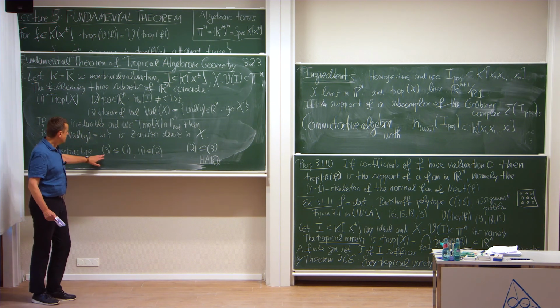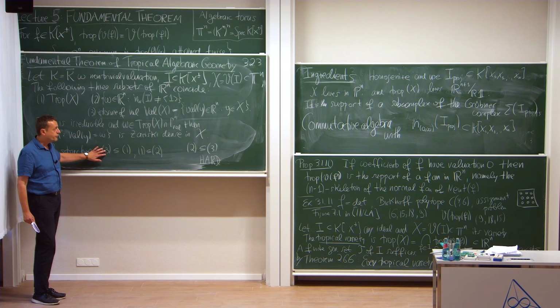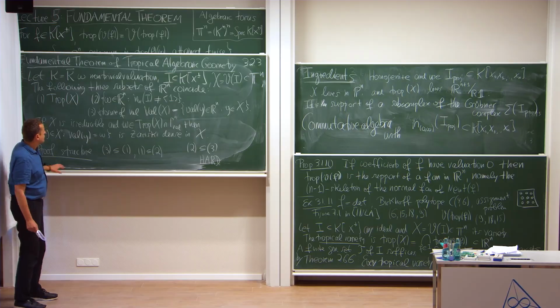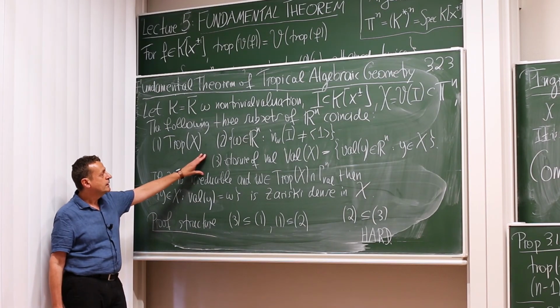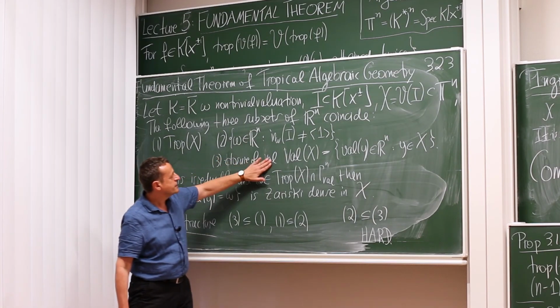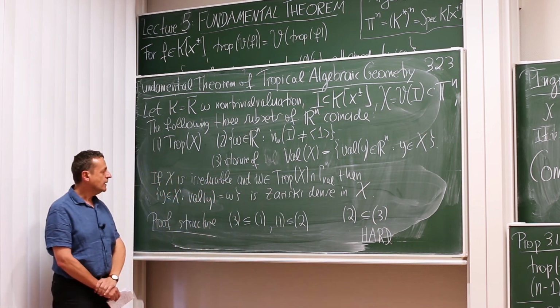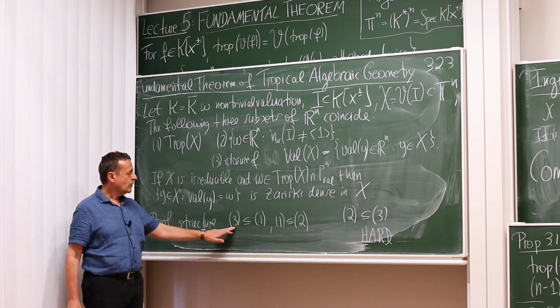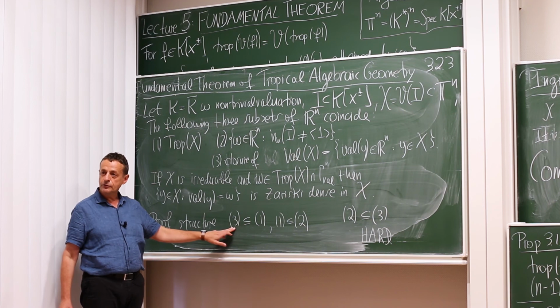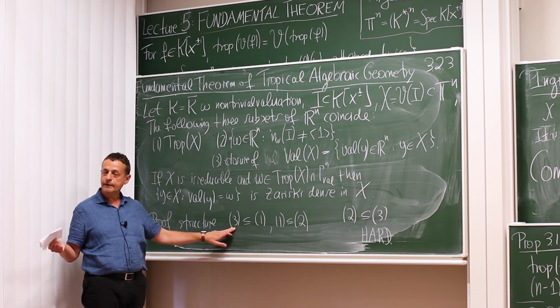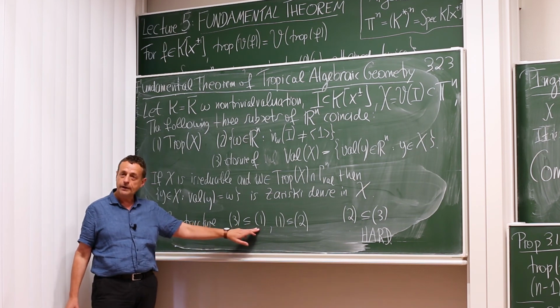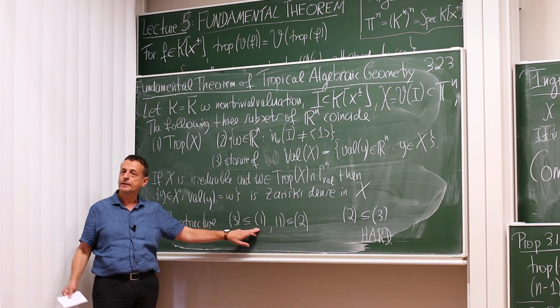So the question is, can you go over the inclusion of 3 in 1? So 3 is the closure. Oh, this is a typo. Right? That's just val. So 3 is all the vectors w that I get by applying the valuation to a classical point in the variety. And 1 is the tropical intersection of tropical hypersurfaces.